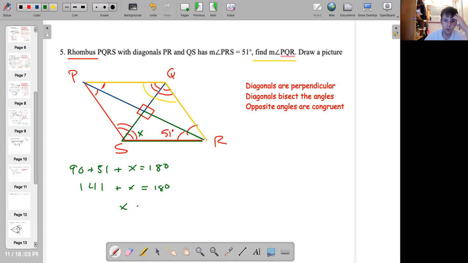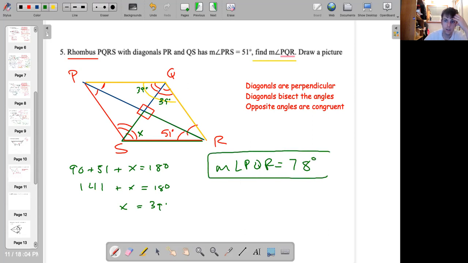And subtract 141, we get 39 degrees, right? I think 39 degrees, yeah. So that angle here is 39. That means each of these here are also 39. And overall, the measure of angle PQR is 39 plus 39, or 78 degrees. Again, I could have gone ahead and found all the angles here, but I just wanted to focus on the one that we were actually looking for.